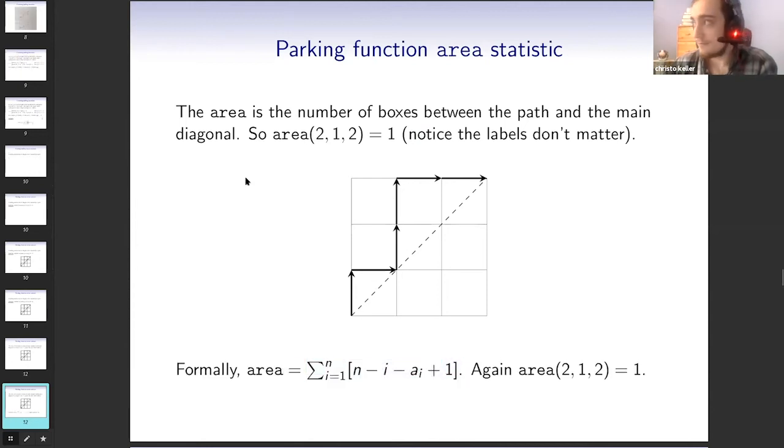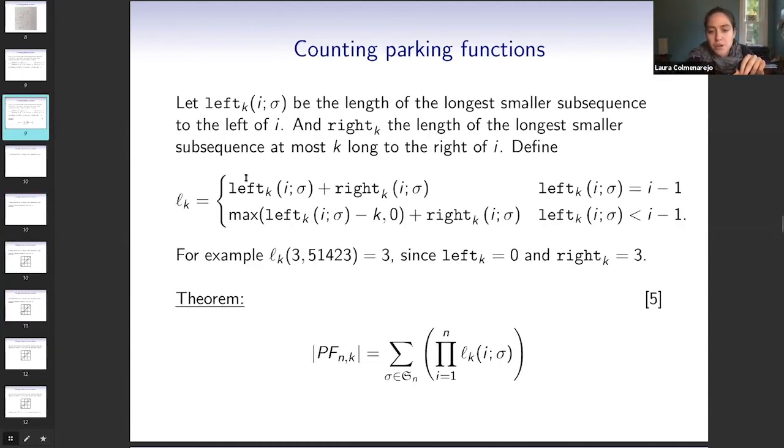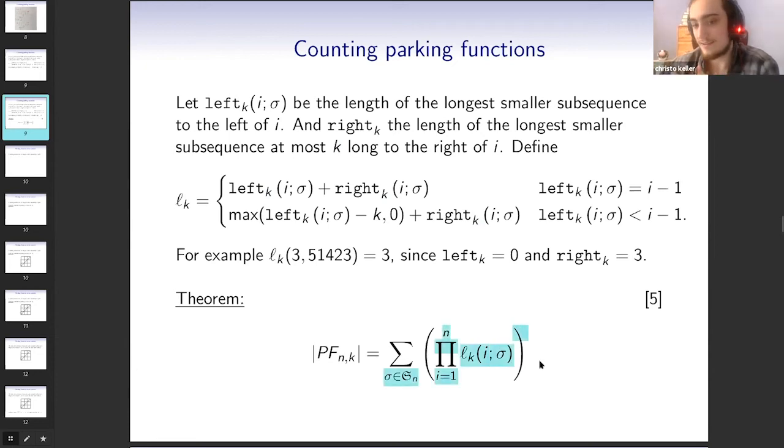Theo is asking, before you move to the area statistic, what does the decomposition of PF_k imply for the usual k equals 0 case? So it implies that when you set k equal to 0, you get a way to calculate the number (n+1)^(n-1). No, I understand. I mean, is the product of L_k some nice statistic on the permutation sigma?